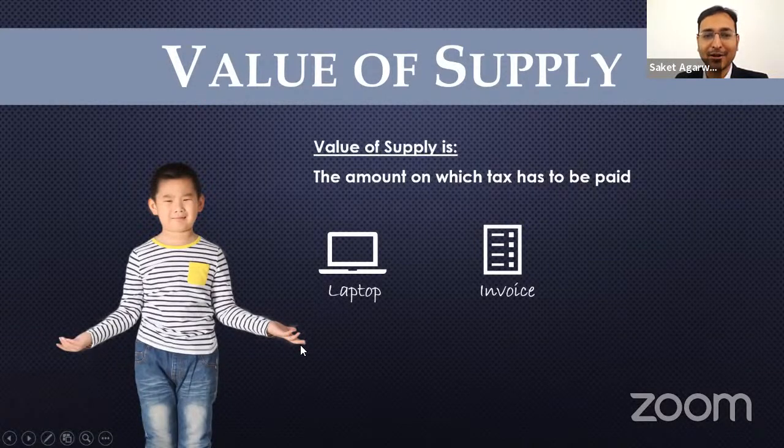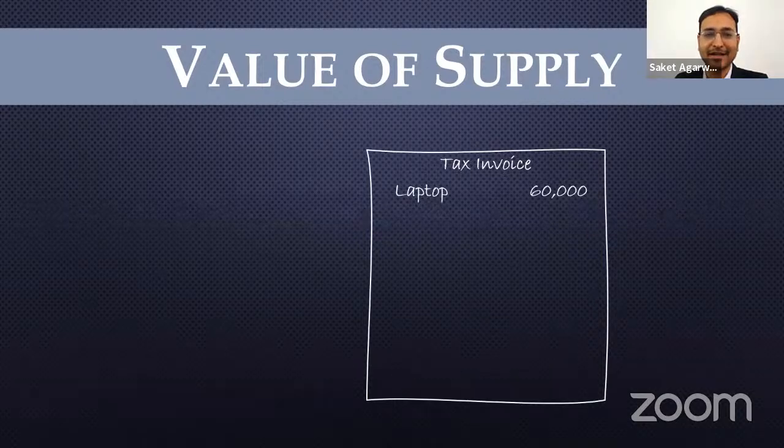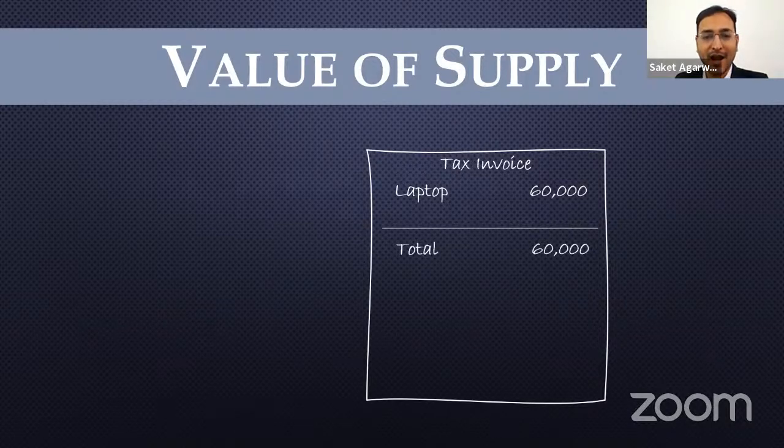Now let's look at some of the complications which may arise in this simple scenario that we are seeing. Imagine this is the tax invoice. The laptop's price was 60,000 rupees. The total becomes 60,000, remains the same. After this total of 60,000 rupees, imagine there is municipal taxes of 500. Now the question comes, should we multiply that 18% rate on 60,000 rupees? Or should we add this 500 rupees and charge the GST on 60,500?